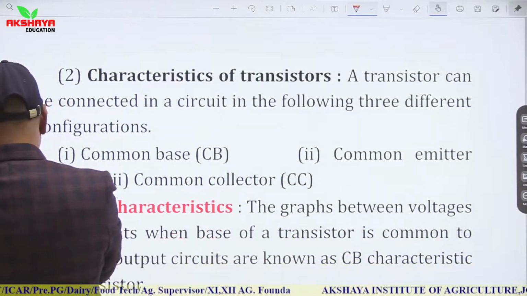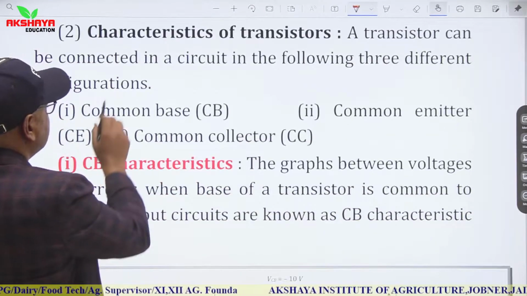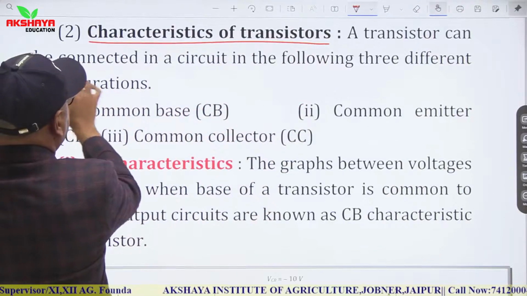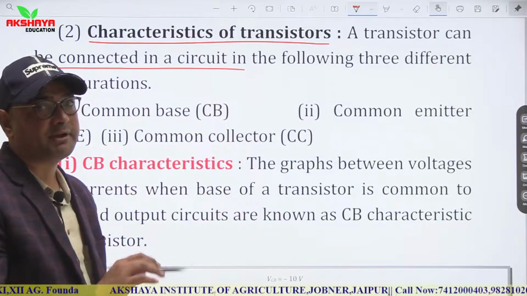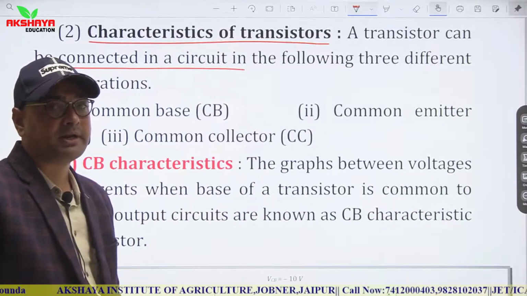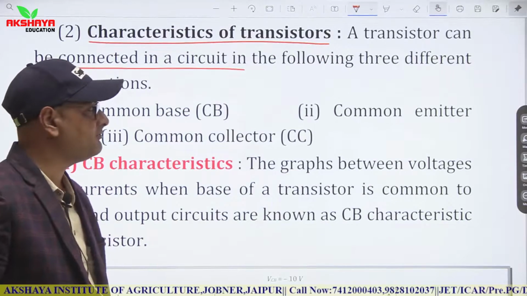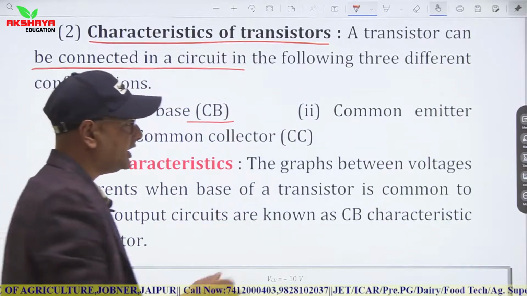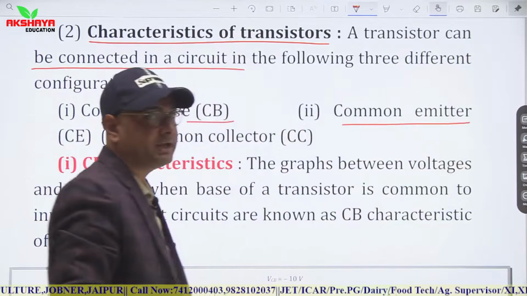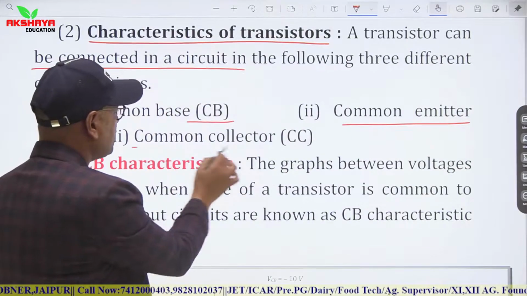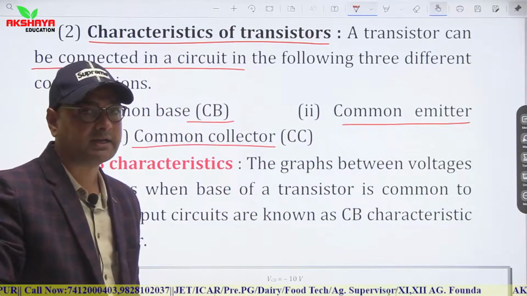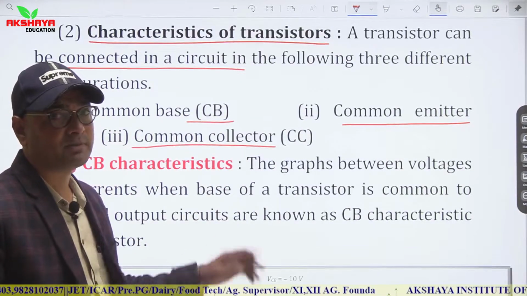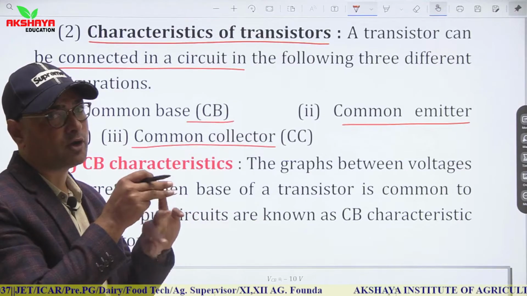Similarly, let us talk about characteristics of a transistor. So what are the characteristics of a transistor? A transistor can be connected in a circuit in the following three different ways. A transistor can be operated in any electric or electronic circuit in three ways. One is common base configuration, if base is kept common. If emitter is common, CE configuration, and if collector is common, CC configuration. So any transistor, either it is NPN or PNP, can be operated in three ways: common base, common emitter, and common collector.